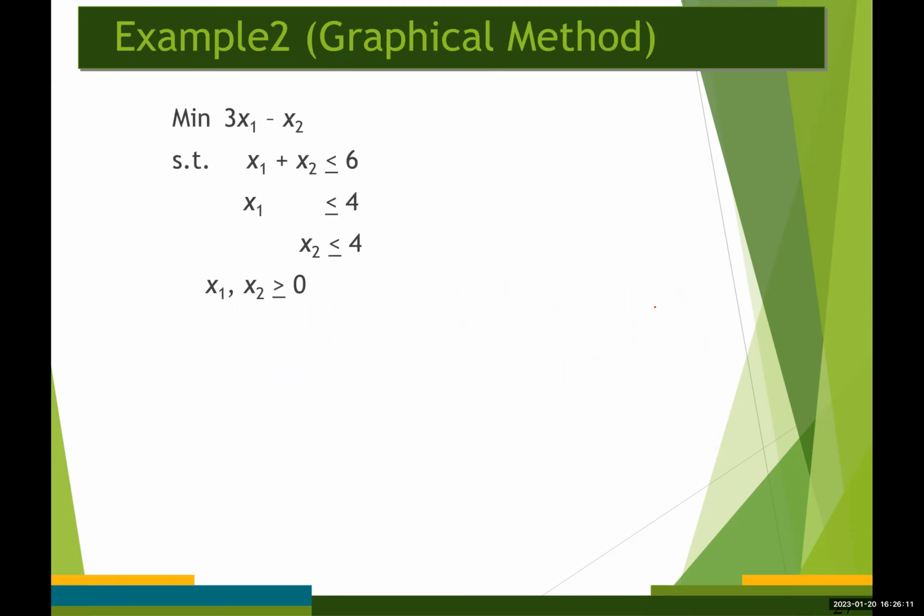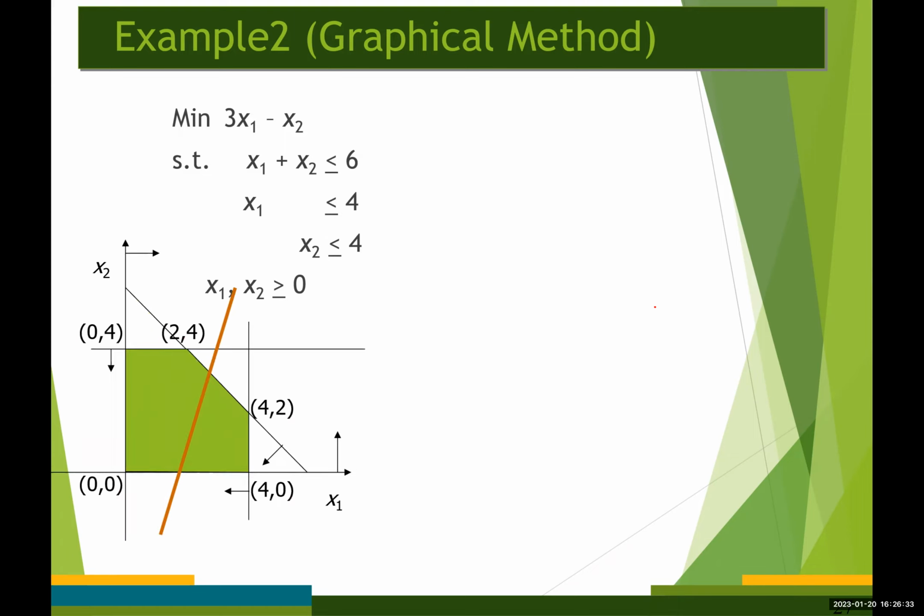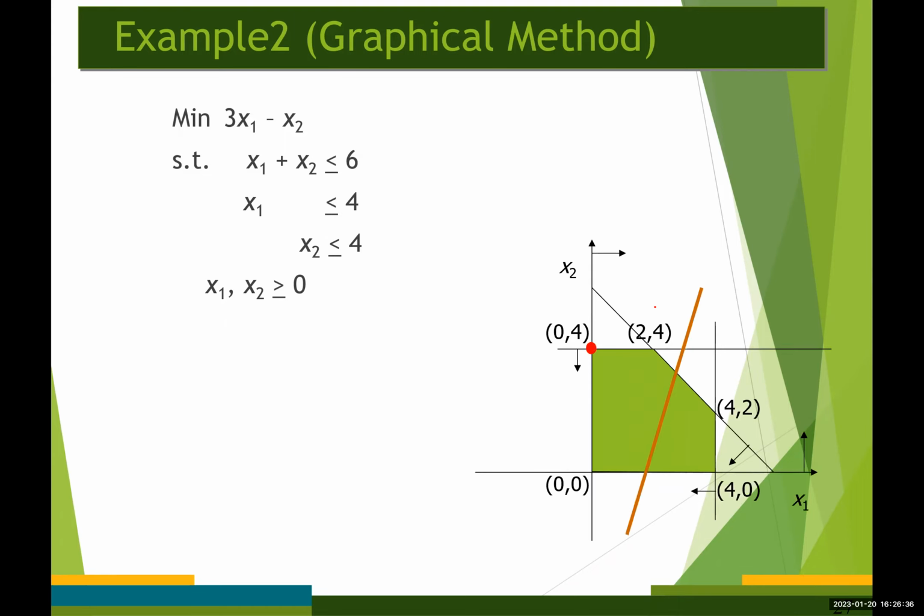Okay, so let's take another simple example for the graphical method. In this case, the feasible region would be another polygon shaped like this, and that has 5 different extreme points, just like our previous case, right?